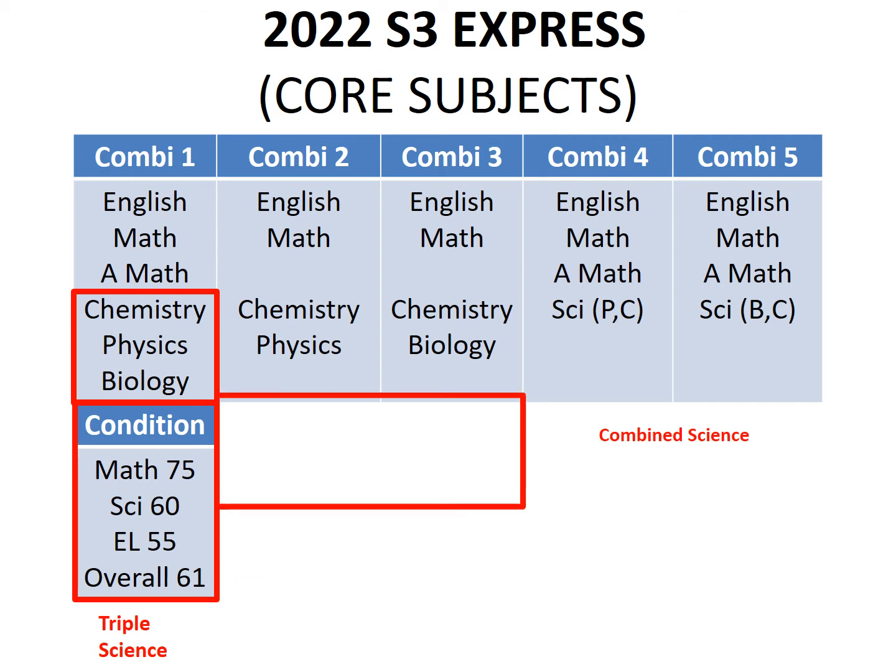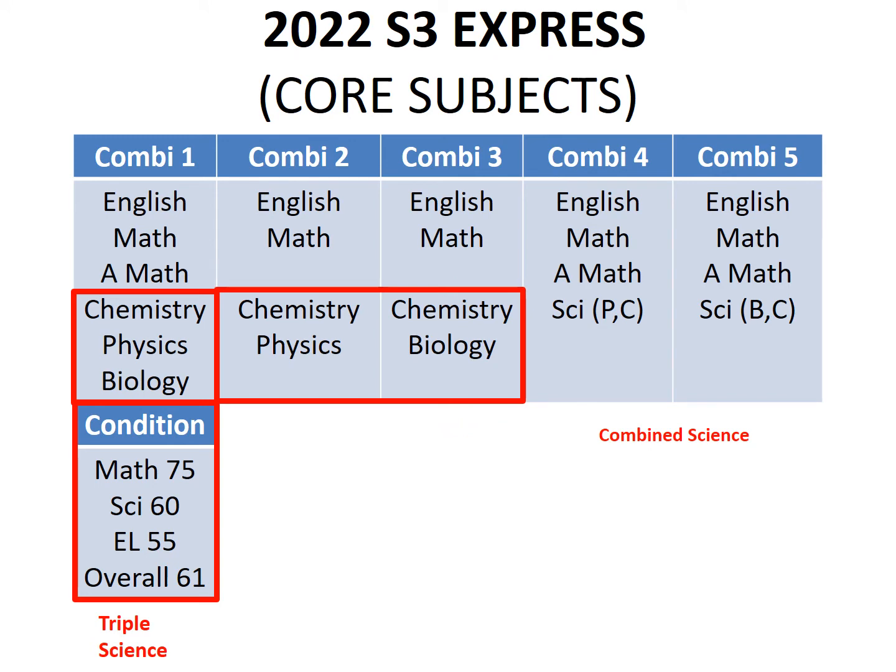In Combi 2 and 3, they are the double pure science combination. And in Combi 4 and 5, they are the combined science combinations. In Combi 2, students may choose to take chemistry and physics, and in Combi 3, students may choose to take chemistry and biology. And in Combi 4, it is a combined science in physics and chemistry, and Combi 5, combined science in biology and chemistry.